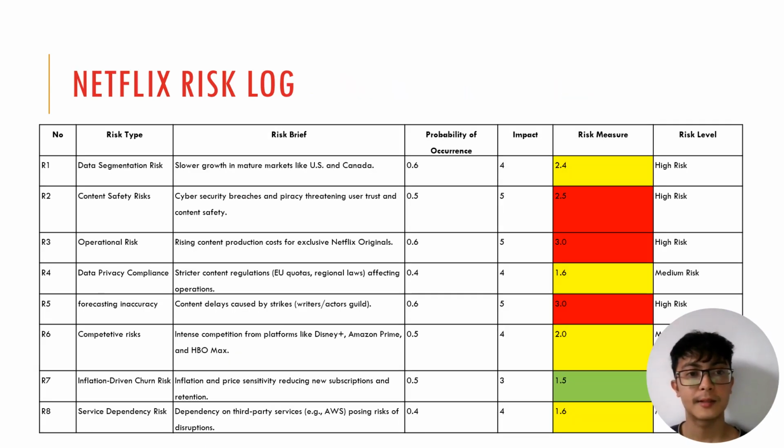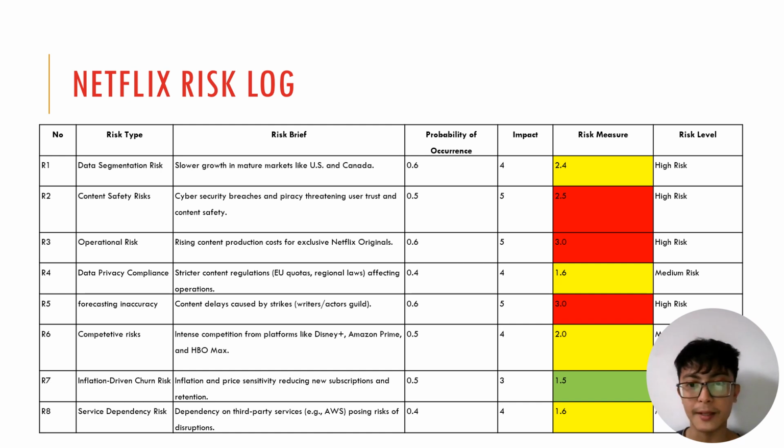This is the Netflix risk log. The data segmentation risk has a risk measure of 2.4 with a yellow color, which means the risk level is very high. Content safety risk has a risk measure of 2.5 in red color, which shows it also has a very high risk. Operational risk has a risk measure of 3.0, and the risk level is also very high.